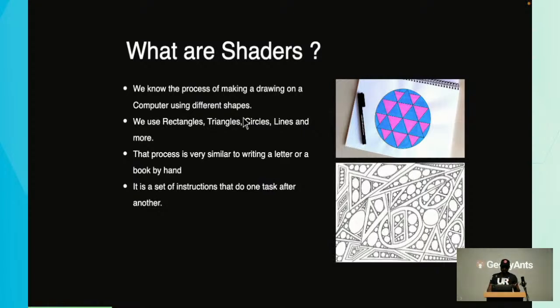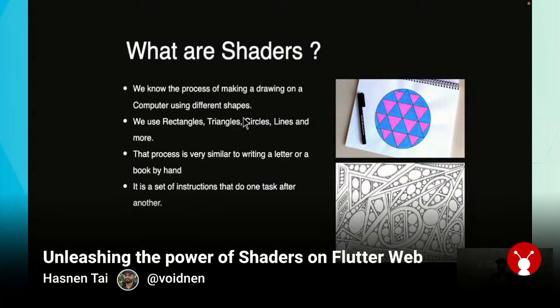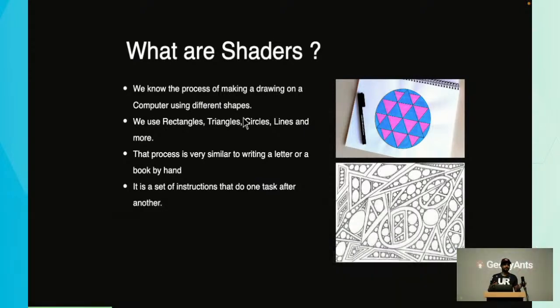So what are shaders exactly? We know the process of drawing on computers using different shapes. If you are a Flutter developer, you use custom painters, and you might draw circles, you might draw triangles, you might draw lines. Using all these tools, you try to make one picture. So in that case, what happens? The complete instruction which you give to your custom painter or to your machine gets executed one by one. So first it draws some circle and then some lines.